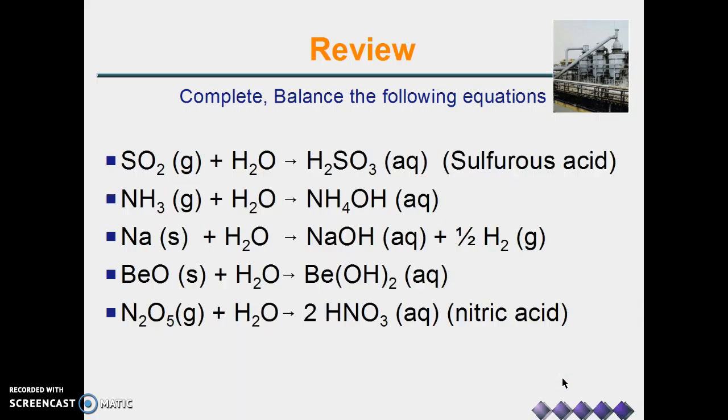There are your answers. SO2 produces sulfurous acid. Ammonia produces ammonium hydroxide. Sodium, you'll recall, reacts to form hydrogen and sodium hydroxide. And then, of course, metallic oxides give you the hydroxide of that metal, and non-metallic oxides give you an acid, in this case nitric acid.